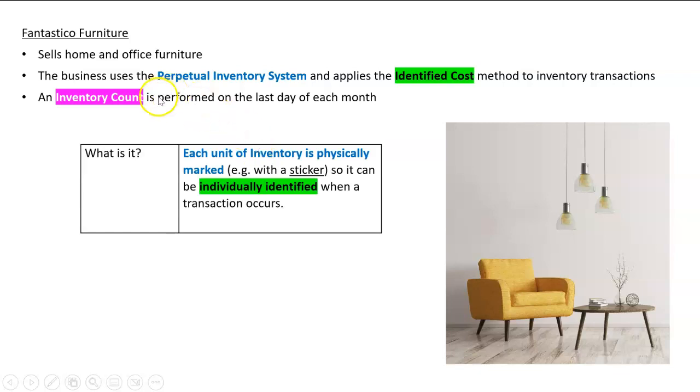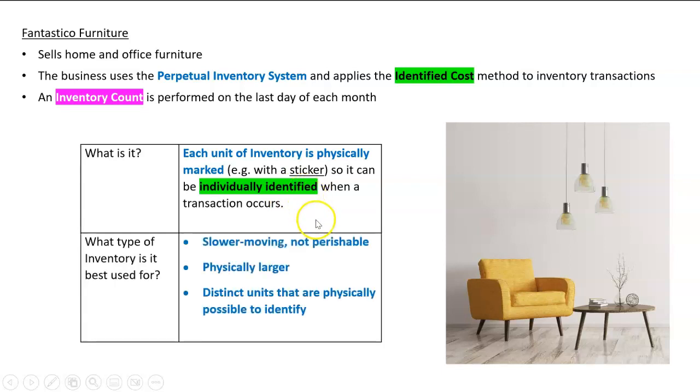So what is the identified cost method? It is where each unit of inventory is physically marked, for example with a sticker, so it can be individually identified when a transaction occurs. And what we always want to do when we're doing this is ask, is it actually right for this type of inventory? It's best for things that are slower moving and not perishable. So things that probably cost a bit more that we don't sell a lot of, they're slower moving. Not perishable, like food, it won't go off.